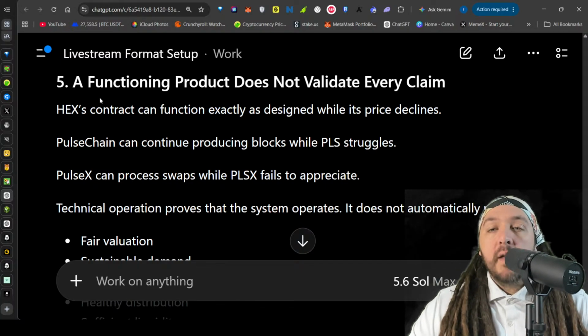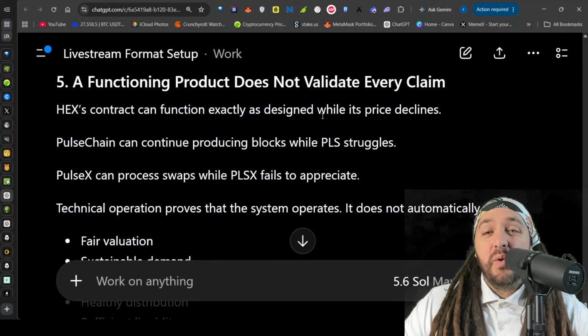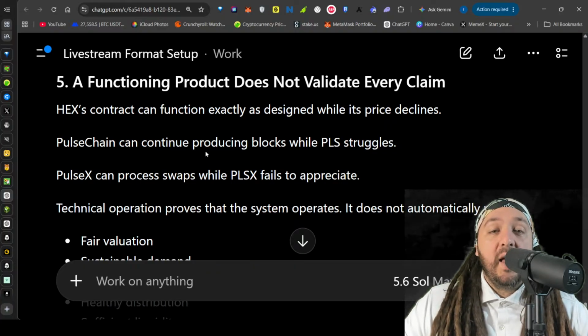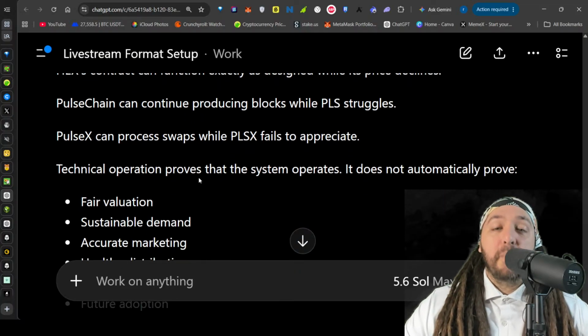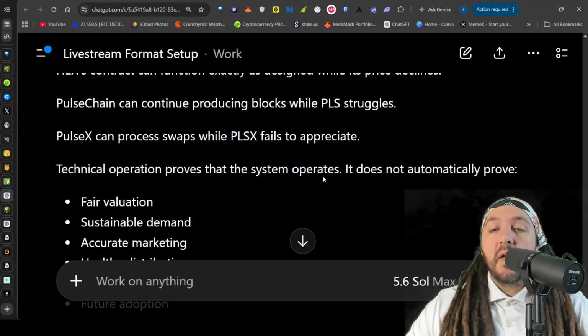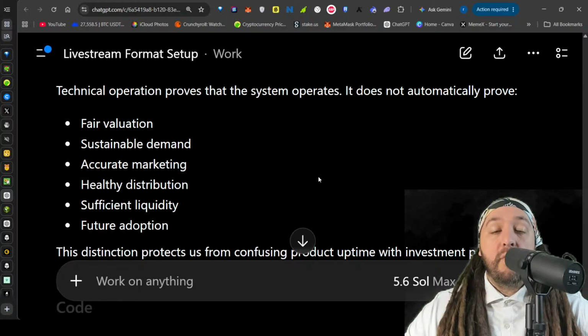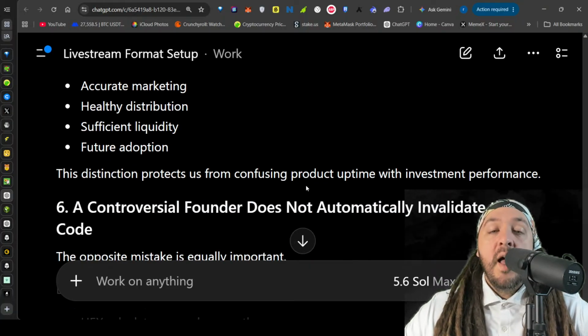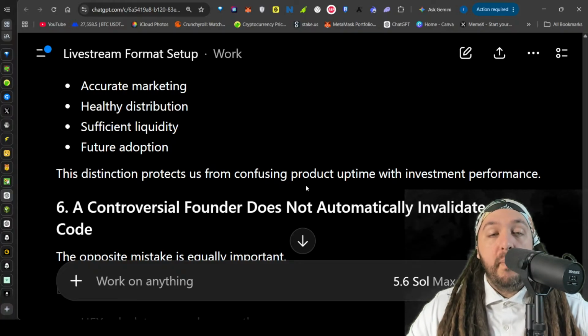A functioning product does not validate every claim. HEX's contract can function exactly as designed while its price declines. PulseChain can continue producing blocks while PLS struggles. PulseX can process swaps while PulseX fails to appreciate. Technical operations prove that the system operates. It does not automatically prove a fair valuation, sustainable demand, accurate marketing, healthy distribution, sufficient liquidity, or future adoption. Those are very different things, and this distinction protects us from confusing product uptime with investment performance.